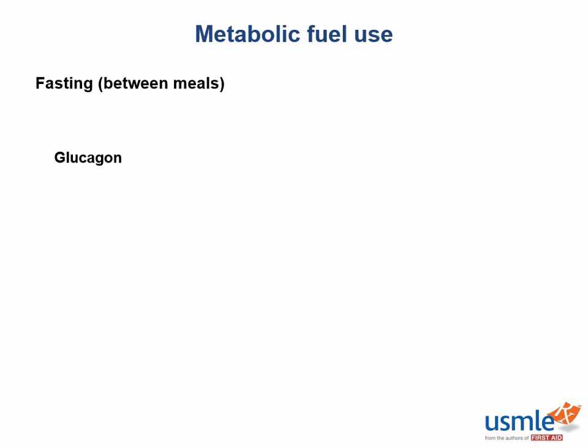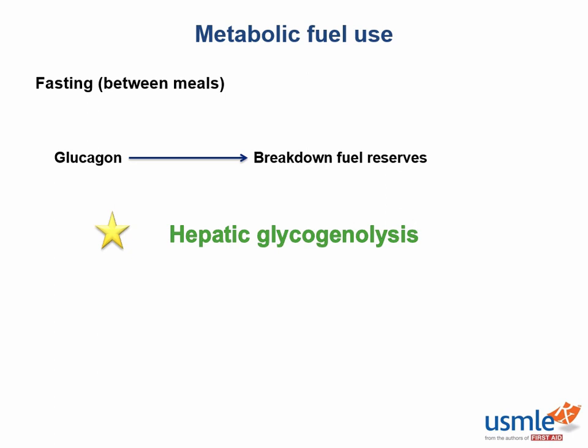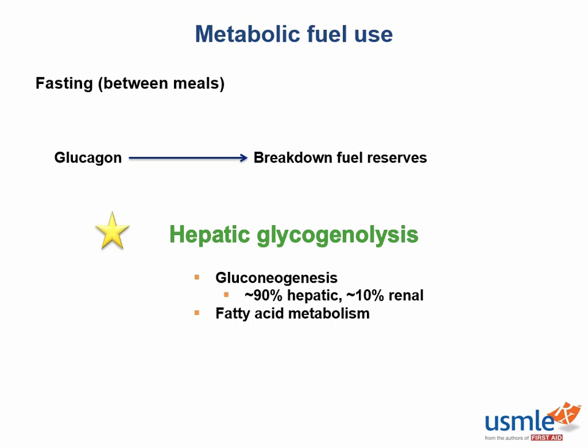Now, what exactly does glucagon do here? Glucagon causes the body to use fuel reserves to maintain bodily functions. Hepatic glycogenolysis is the main way that the body refuels after fasting between meals. This is also supplemented by gluconeogenesis, in which about 90% occurs in the liver and about 10% occurs within the kidneys. Also ongoing at this time is fatty acid metabolism.